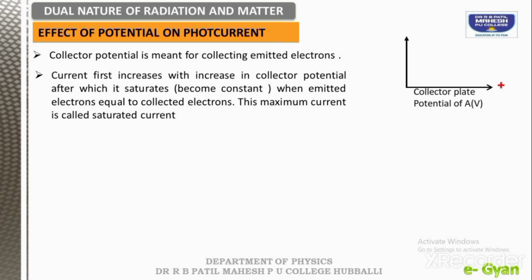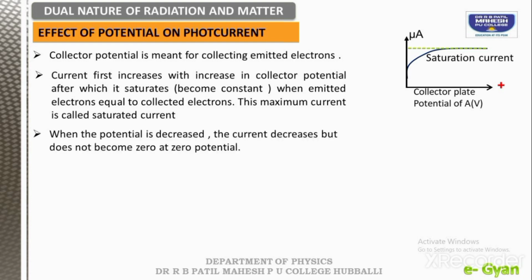We can see in the graph a line which runs almost parallel to the x-axis. So, we can say the current is saturated, or that it is the saturation current. When the potential is decreased, the current decreases but does not become zero at zero potential. Now, we will observe in the graph.